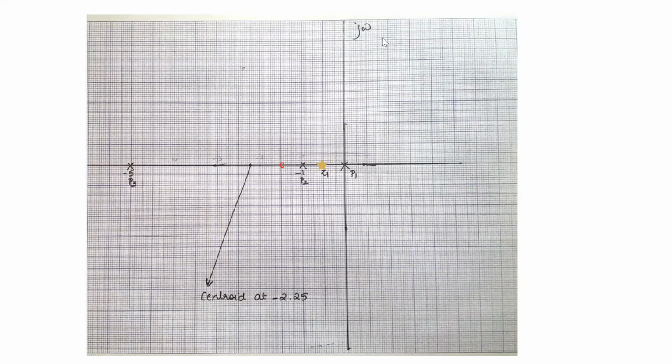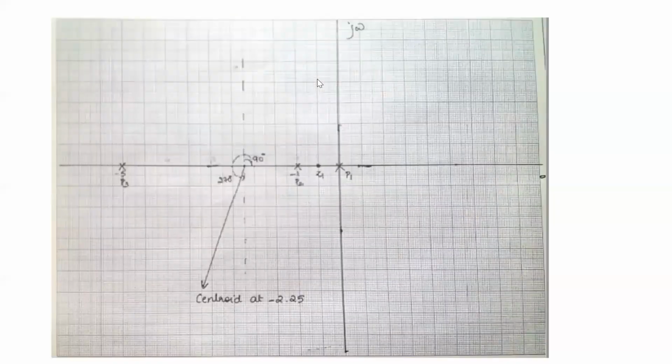Now keeping the protractor at the centroid, we have to mark minus 90. Sorry, it is 90 and 270. Minus 90 is 270. So you have two asymptotes. Then you'll have to mark them.